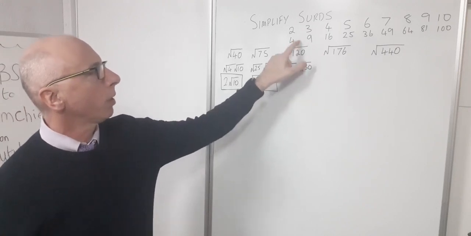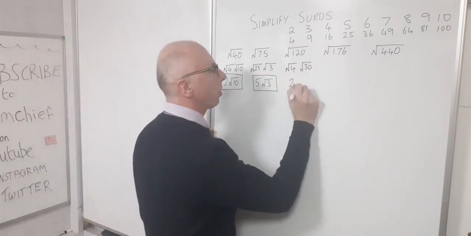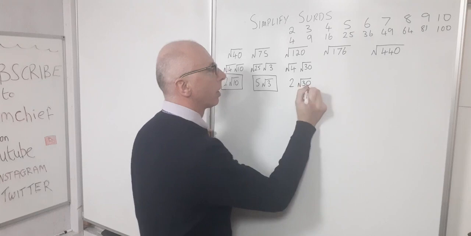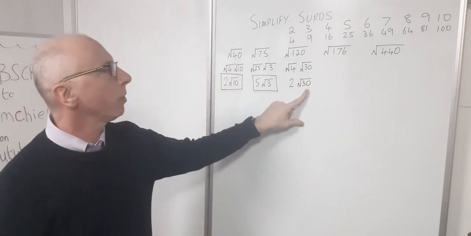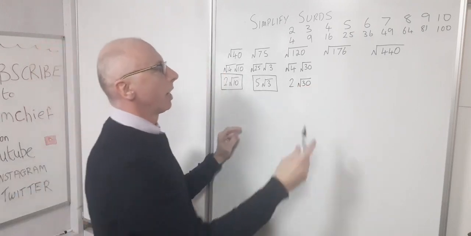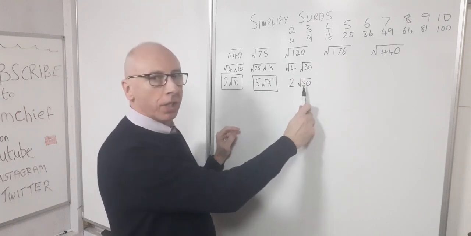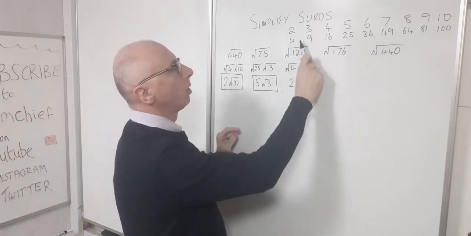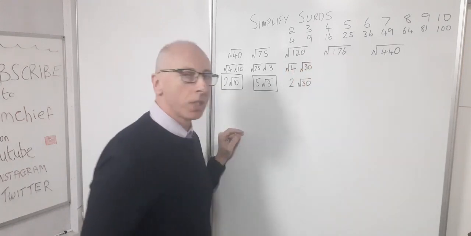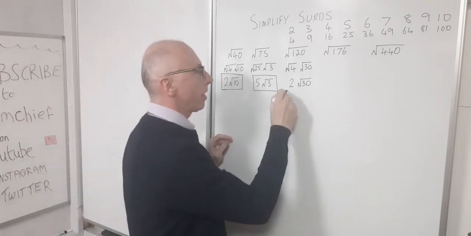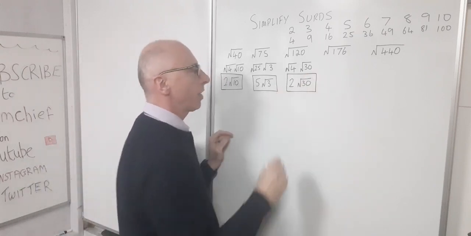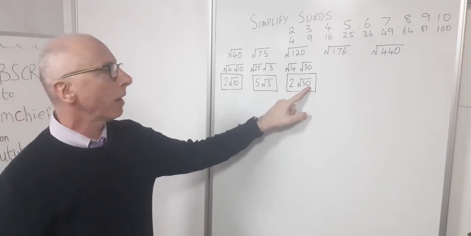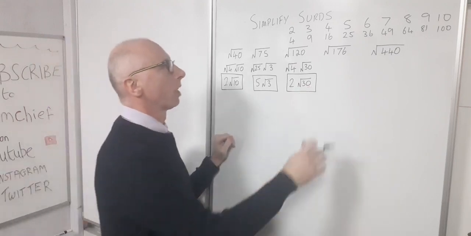30 times 4 is 120, just checking what I've got so far. So square root of 4 we know is 2. So I've got 2 root 30. Now can I go any further with this square root of 30? If there's a number here which will go into 30, then I can simplify more. But clearly there's nothing here which I can divide 30 by. So then that becomes my final answer. The square root of 30 we now know is irrational.